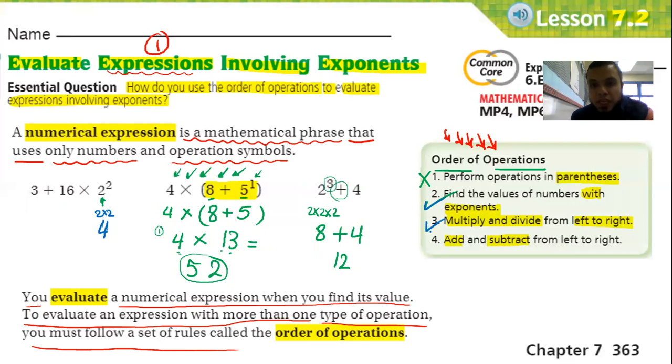Do we have multiplication or division operation? Yeah, we have here 4 multiplied by 16. Do we have addition? Yes, we have addition, but what should I do right now? I'm following the order of operations, so here I need to multiply first. I used exponent first, then multiply, then last thing add.